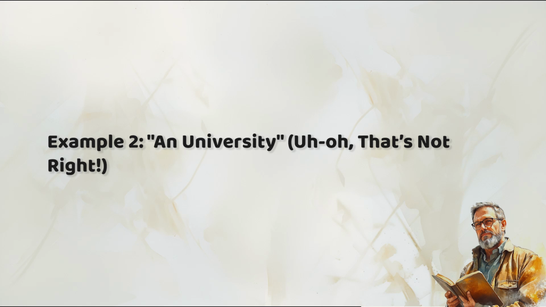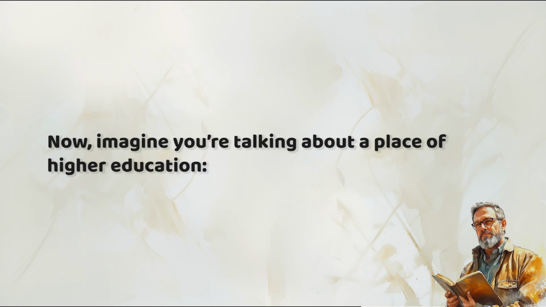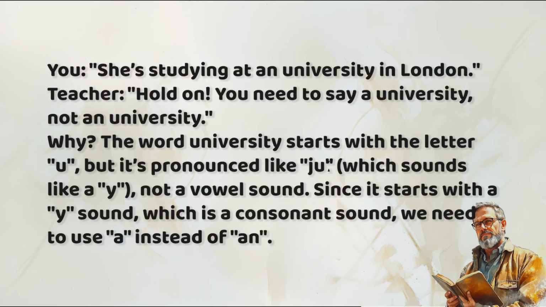Example 2. An university. Oh, that's not right. Now, imagine you're talking about a place of higher education. She's studying at an university in London. Teacher: hold on. You need to say a university, not an university.